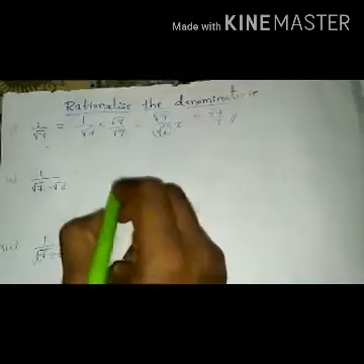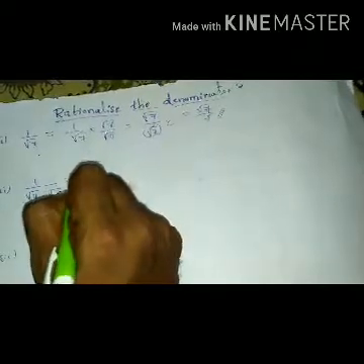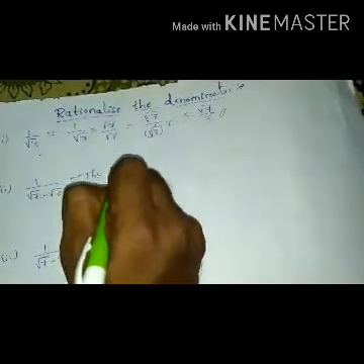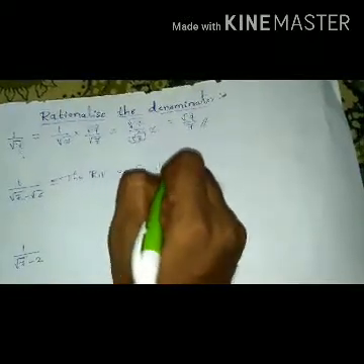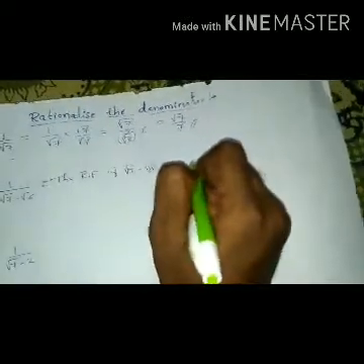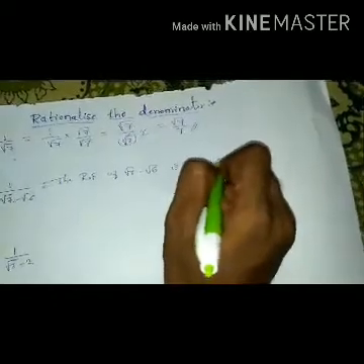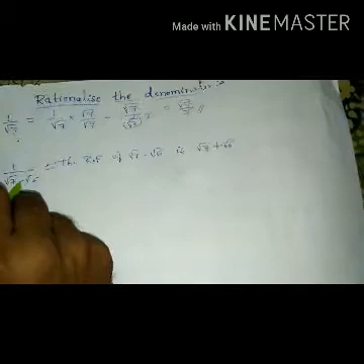In the same way, in the second example, in the denominator we have a binomial. So its rationalizing factor: the rationalizing factor of root 7 minus root 6 is root 7 plus root 6. See here, in the denominator there is a negative sign.